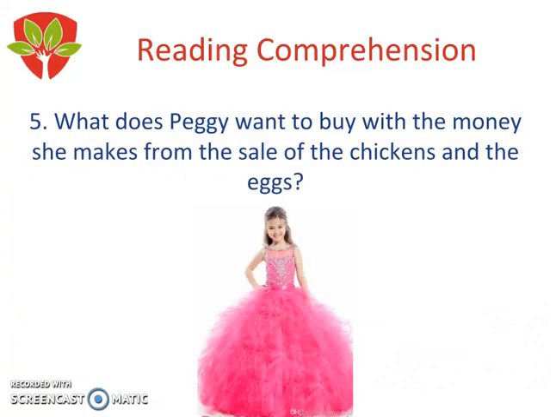Next one. What does Peggy want to buy with the money she makes from the sale of the chickens and the eggs? So as you can see, this girl has a beautiful dress. So Peggy wants to buy a beautiful princess dress.